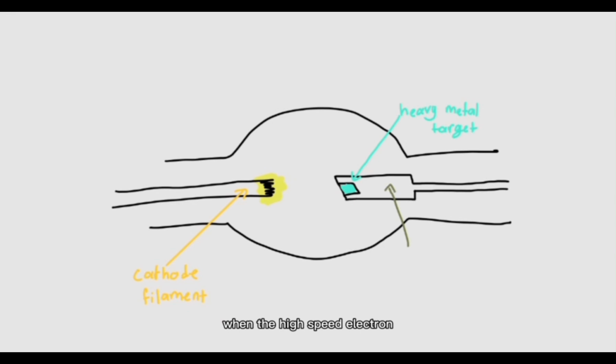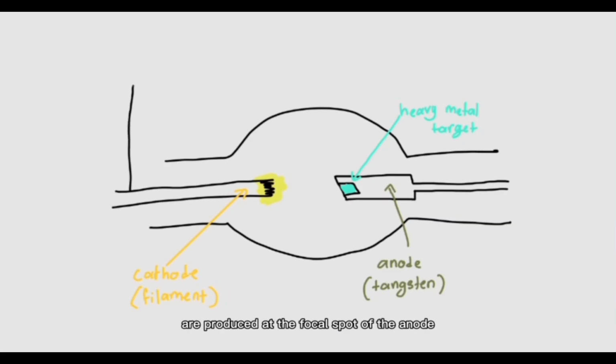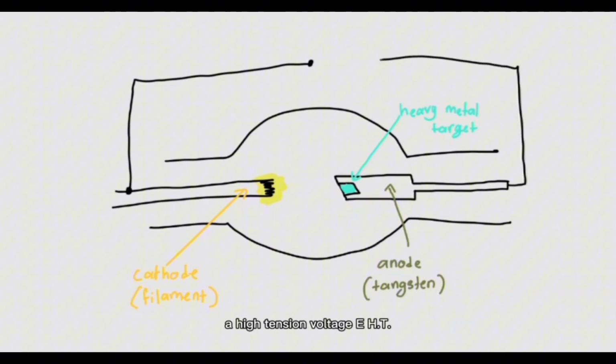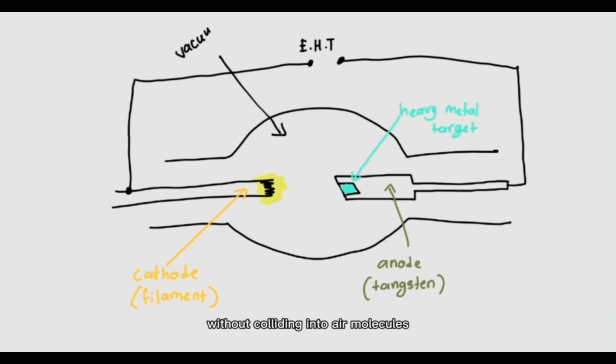When the high-speed electrons interact with the tungsten target, their kinetic energy is converted into heat and a small amount of X-ray photons. These X-rays are produced at the focal spot of the anode. A high-tension voltage, EHT, is applied across the cathode and anode to accelerate the electrons. The entire tube is enclosed in a vacuum. This allows electrons to travel freely without colliding with air molecules.